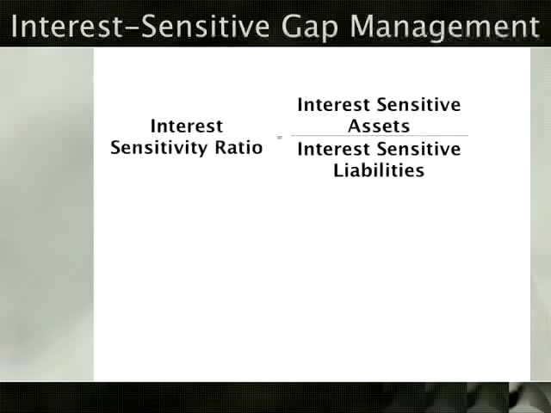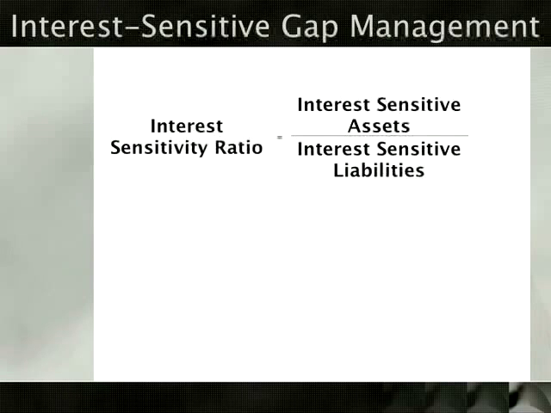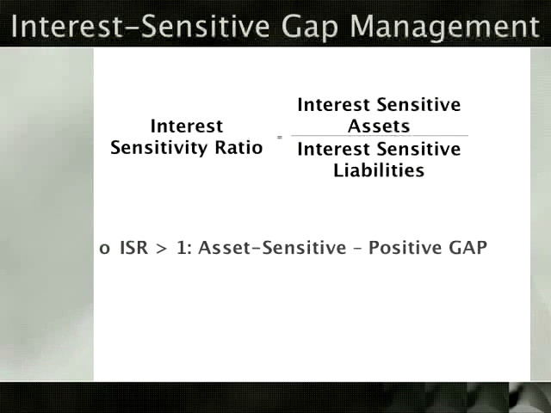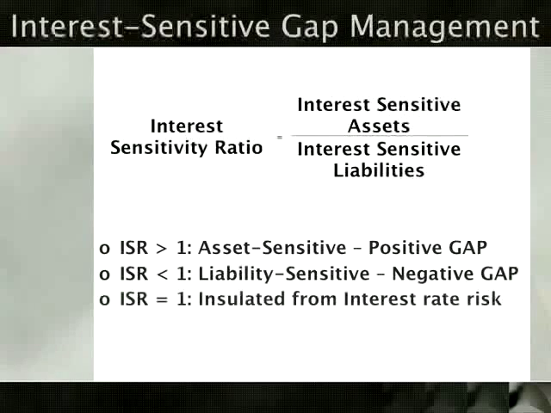Another way to look at interest sensitivity gap is by using interest sensitivity ratio. It is computed by dividing interest sensitive assets by interest sensitive liabilities. If the ratio is greater than 1, then the bank is said to be asset sensitive or positive gap. If the ratio is smaller than 1, the bank is said to be liability sensitive or negative gap. If the ratio is equal to 1, the bank is said to be isolated from interest rate risks.